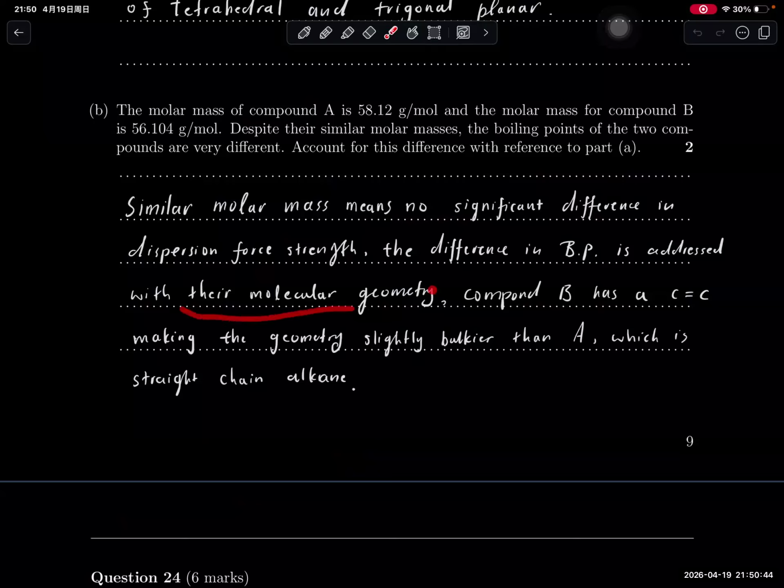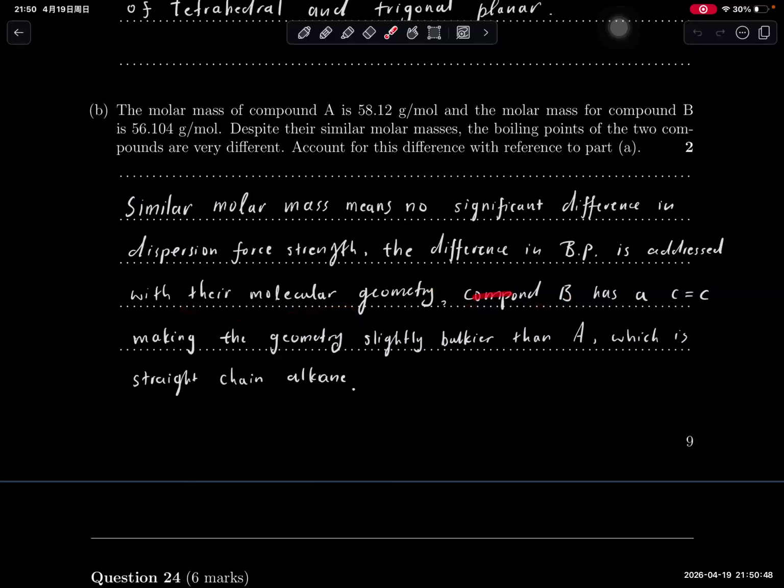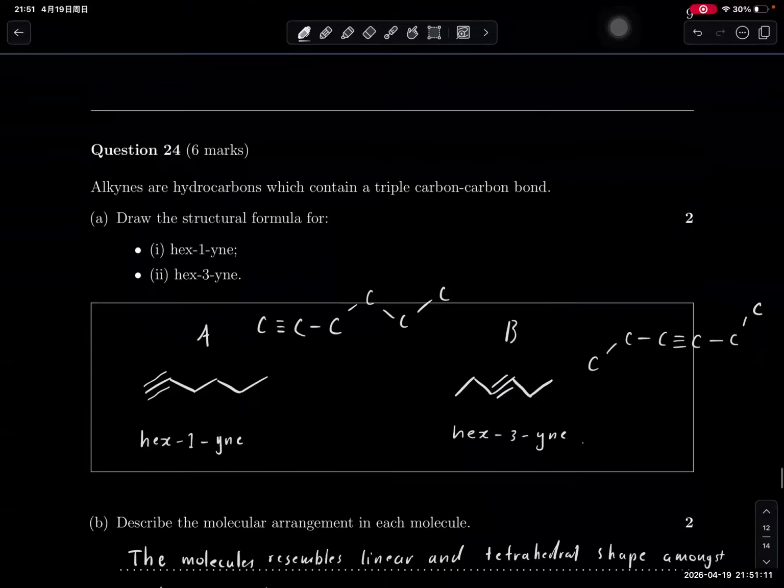their molecular geometry. Compound B has a carbon-carbon double bond, making the geometry slightly bulkier than compound A, which is a straight chain alkane. Okay. If that makes sense, let's continue with question 24.